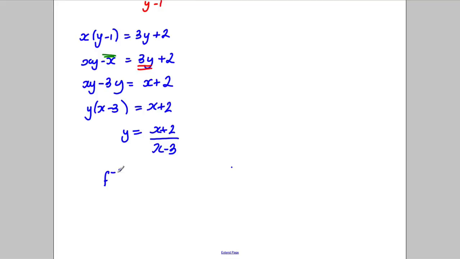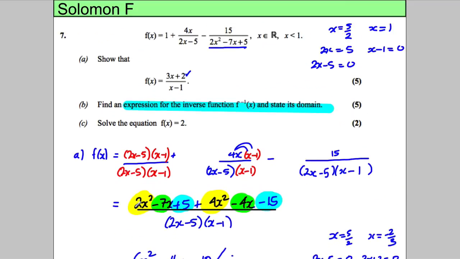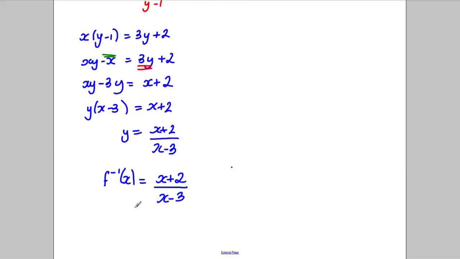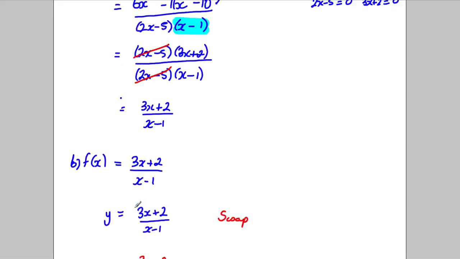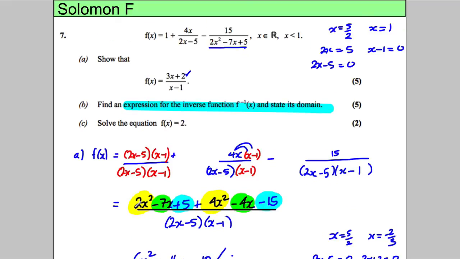And state it at the end: f to the minus 1 of x is going to equal x add 2 divided by x subtract 3. Make sure you state it back in terms of that at the end, otherwise you won't get the marks for that. So lastly, what we need to do is state the domain, it says. So yes, it says state the domain here.